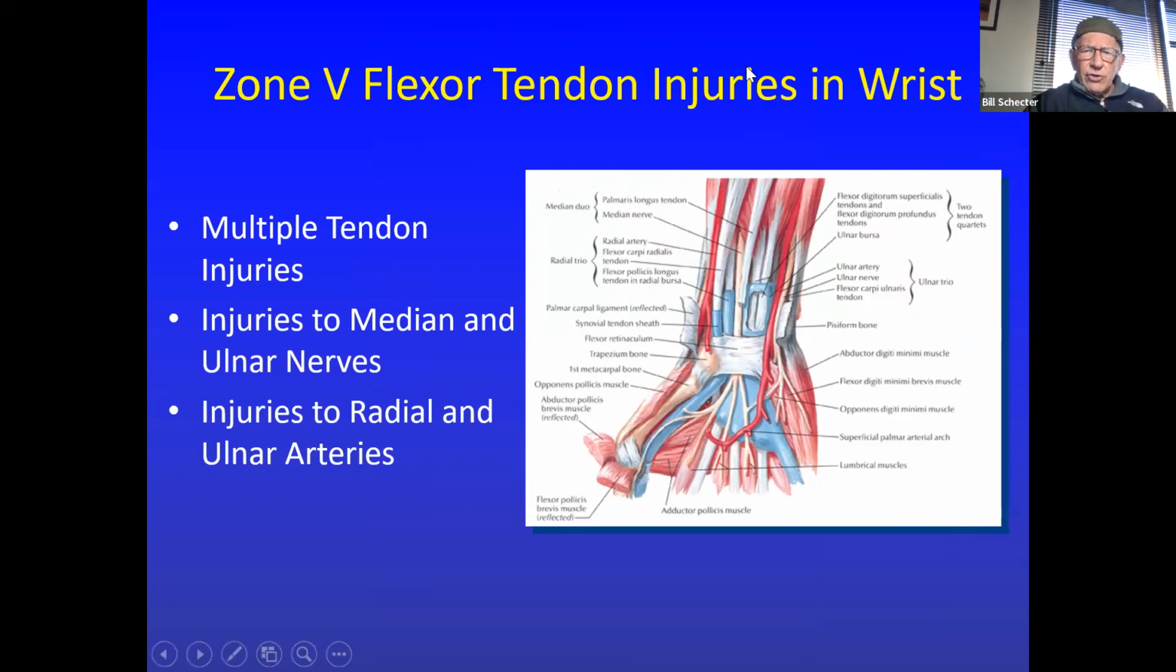So zone 5 injuries, as we mentioned, are located proximal to the transverse carpal ligament. They're usually associated with multiple tendon injuries. They can be associated with injuries to both the median and ulnar nerves. There's the median nerve, there's the ulnar nerve. And sometimes they are associated with vascular injuries, either to the radial or ulnar artery or both. So you've got multiple tendon injuries, potential for major injuries to the median and ulnar nerves, and then an injury to the blood supply to the hand. Okay.